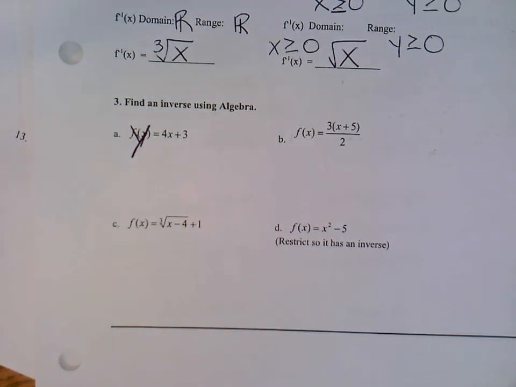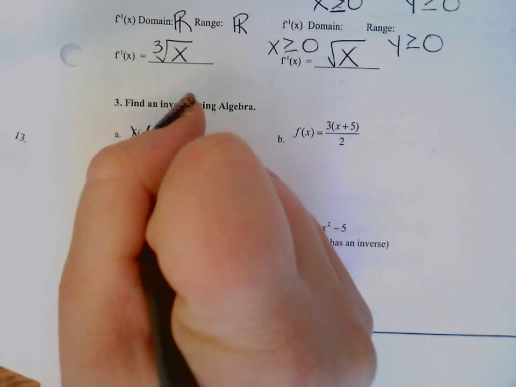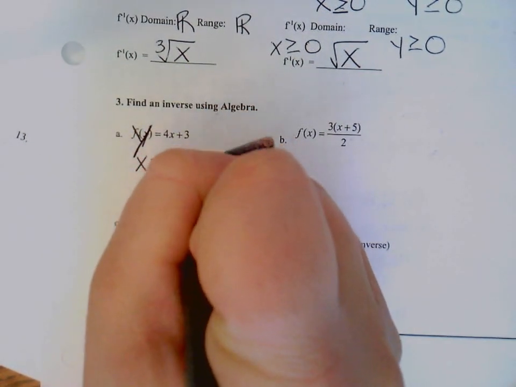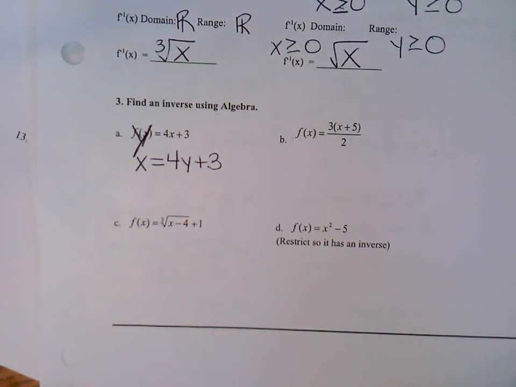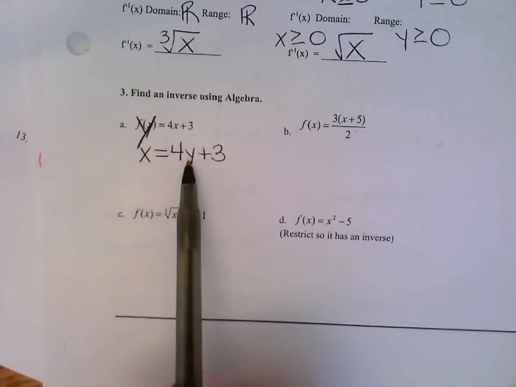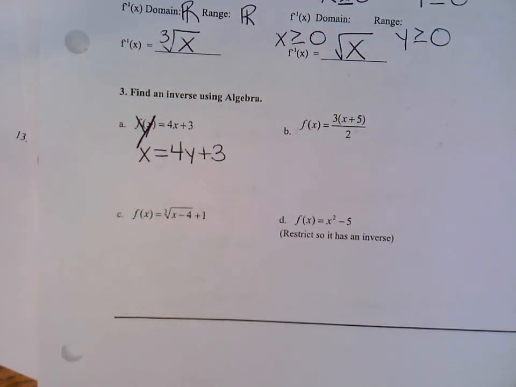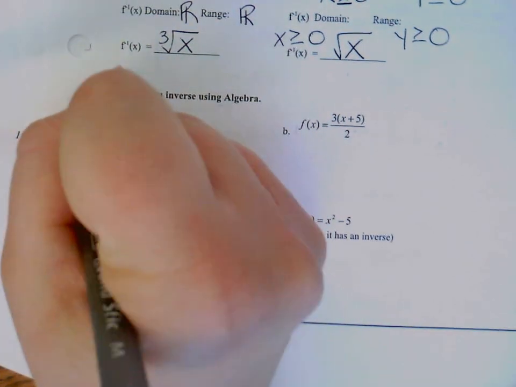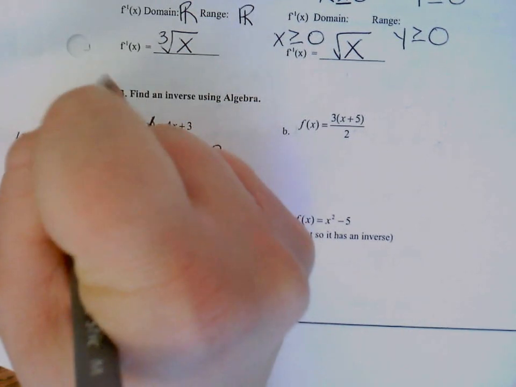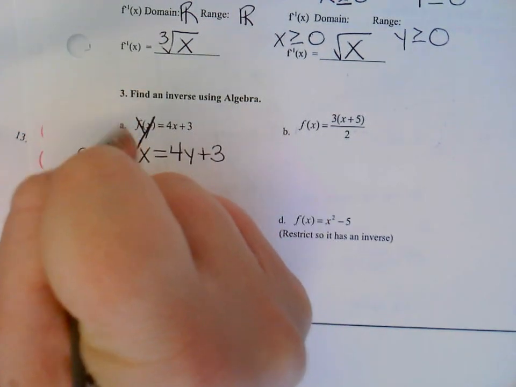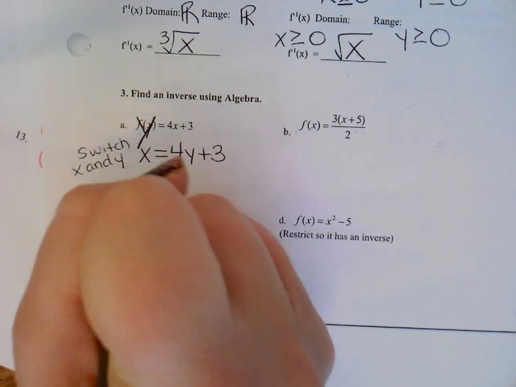So I just kind of write over the f of x. That's my y. When I switch x and y, I literally mean switch x and y in the equation. So now I have x equals 4y plus 3. I just switched only the x and the y. Everything else stays in the same place. And your last step is to solve for y equals. So your first step is to switch x and y, and then you're going to solve for y.